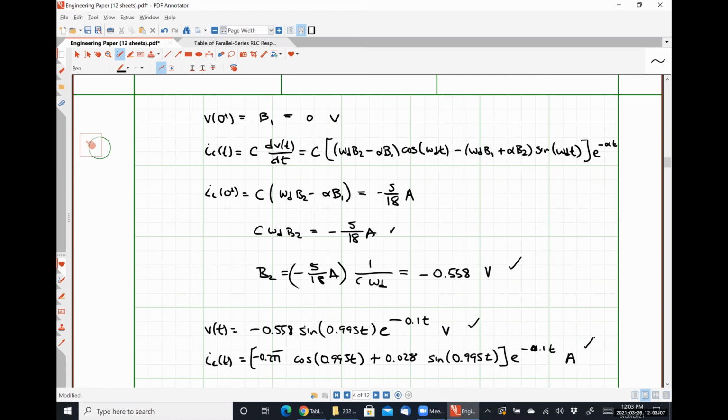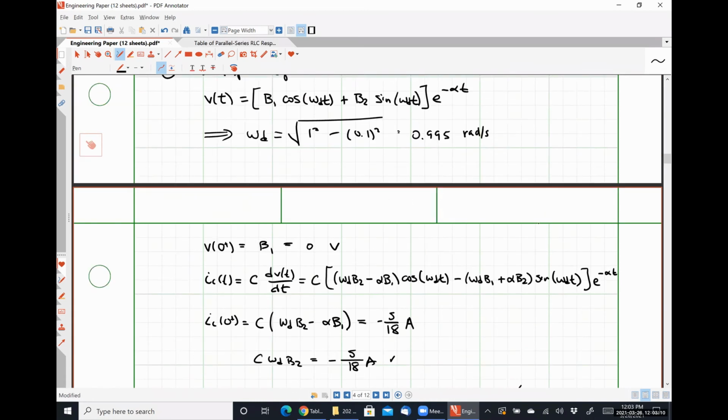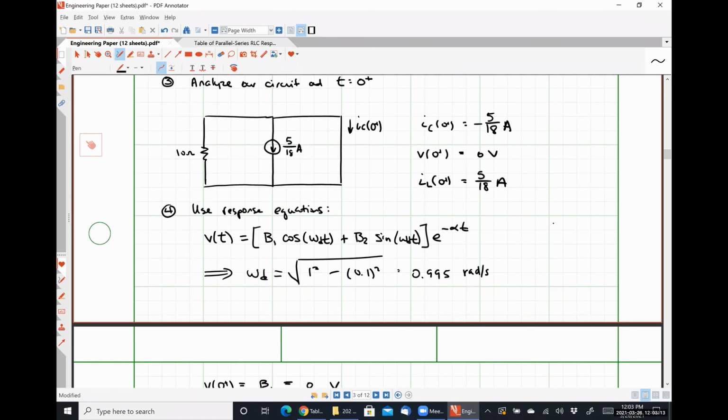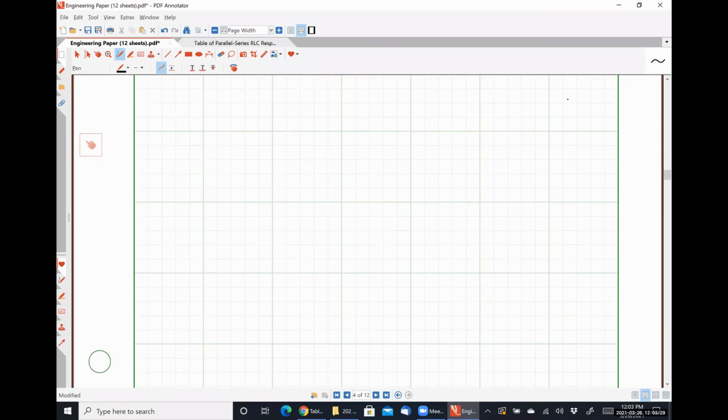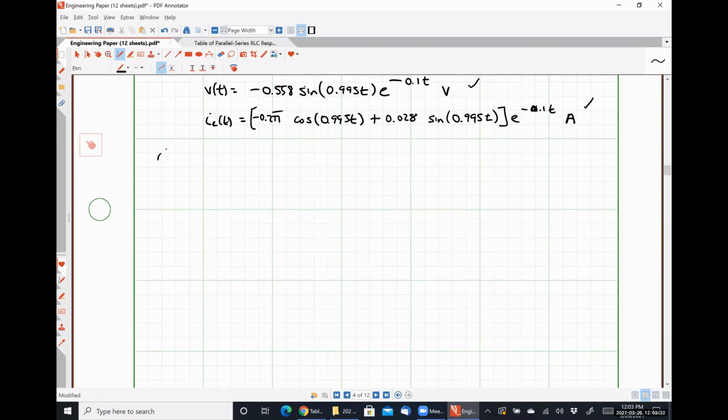Or we could actually repeat these exact same steps where in our first equation, we could put in our inductor current. So we could put in IL of t here, and our derivative-based relationship would be the voltage drop over our inductor and go that route, right? So I'm going to do it that second way, just for the sake of argument. So I'm just going to call this 4.2. IL of t is going to be B1 cosine omega d t plus B2 sine omega d t, e to the minus alpha t.